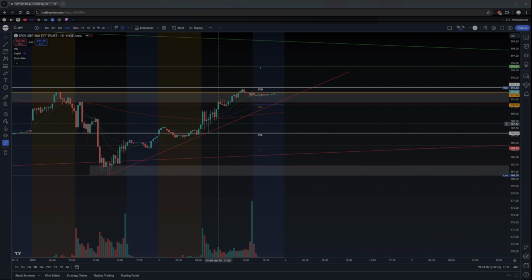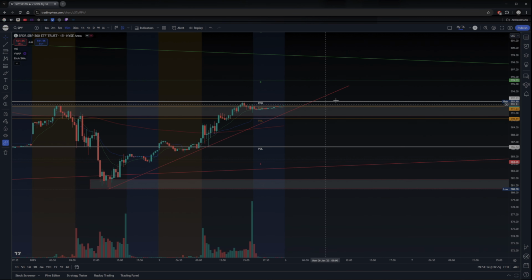Today I'm going to be showing you how to set up your TradingView chart with 3 simple indicators I use, along with my strategy, how I enter my trades, and my risk reward and stop loss. Let's get into it. Alright, so here I have my SPY chart.